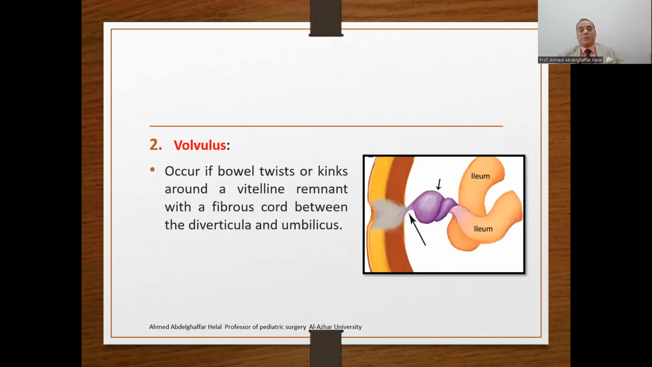Number two, volvulus. If the Meckel diverticulum is attached by a band to the umbilicus, the small bowel or the ileum may become twisted or kinked around this vitelline remnant, with a fibrous cord between the diverticulum and the umbilicus, presenting with volvulus. Clinically: intestinal obstruction, abdominal distension, vomiting, obstipation, abdominal pain. Small bowel obstruction in a child may be related to intussusception, inverted inside and acting as a lead point, or may be volvulus. The ileum will kink or twist around the vitelline remnant attached from the Meckel to the umbilicus.